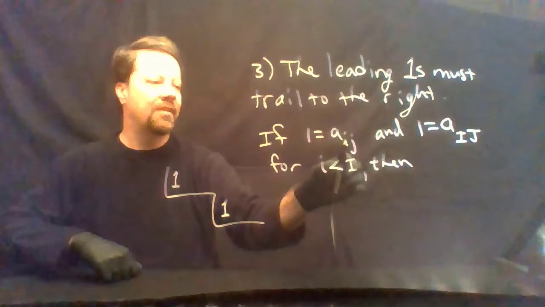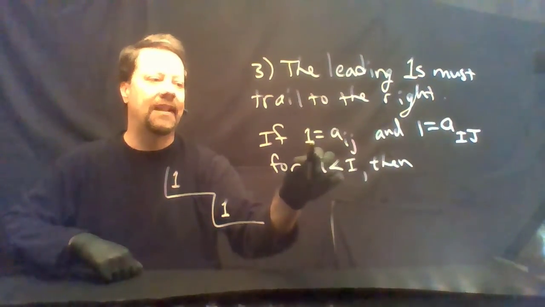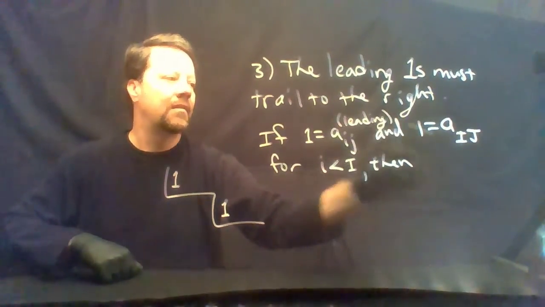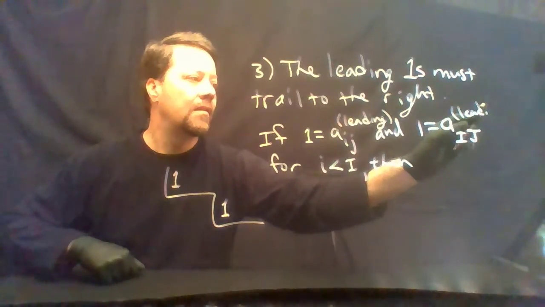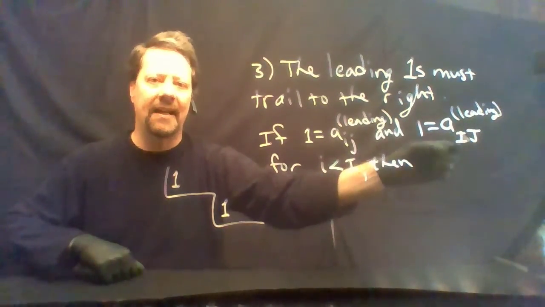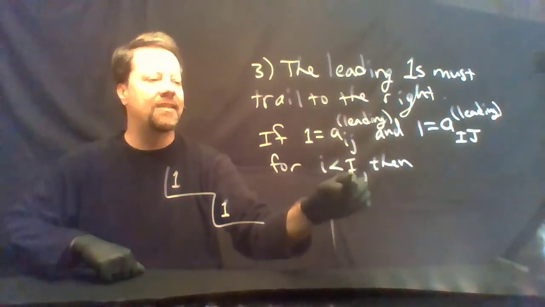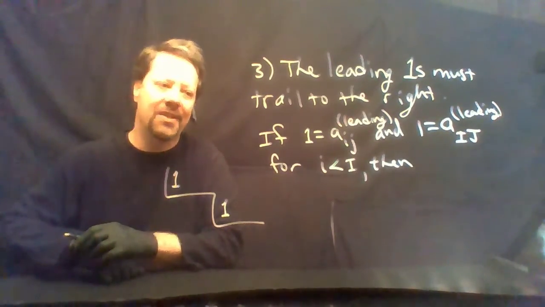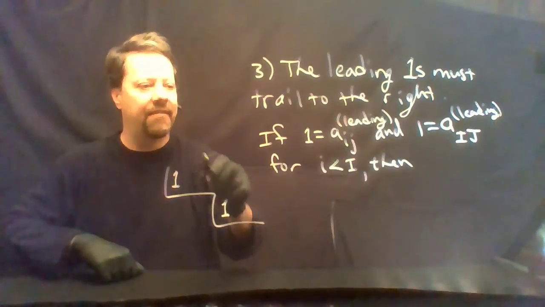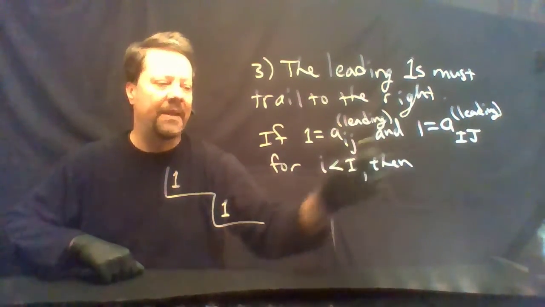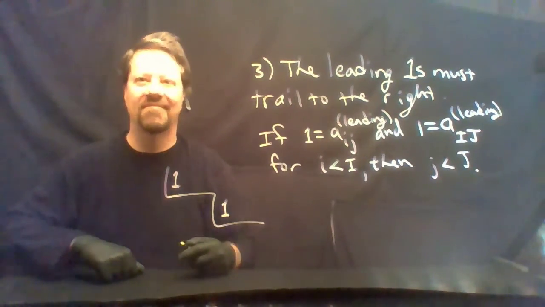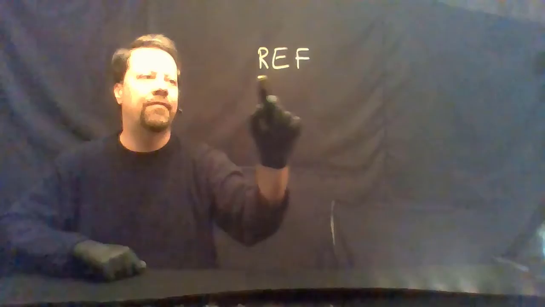So if, for instance, you have an entry aij which is 1, has a leading 1, and you have a leading 1 in a big I, big J, where I is less than J, so this first leading one is higher up in the system of equations, then in fact you must have the big jth column be bigger than the little jth column. We have now defined row-echelon form.